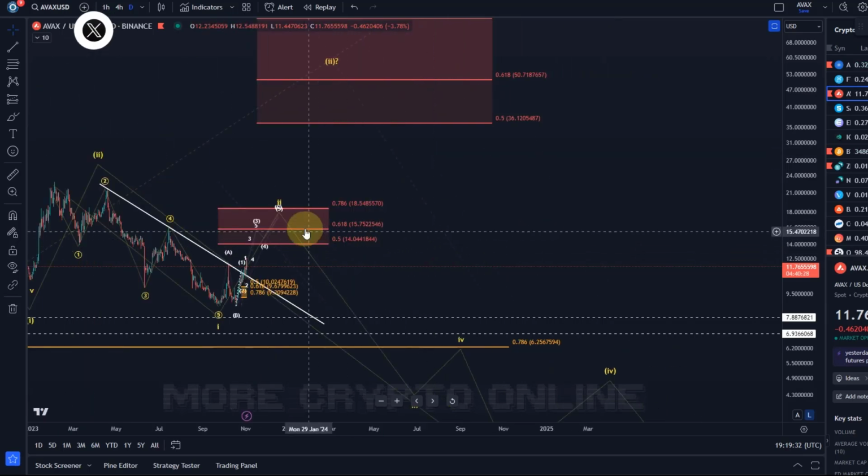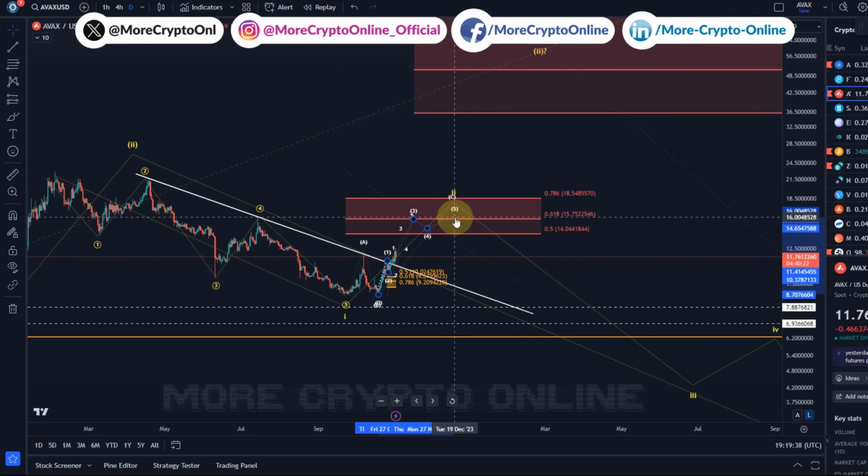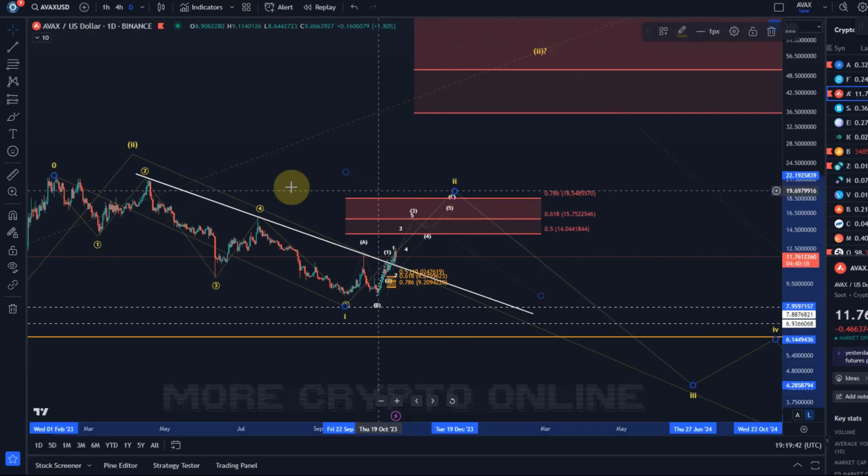AVAX has started its rally here off the lows. We were tracking this potential wave 2, which might be unfolding right now. So basically, this wave 2 correction could turn into something more bullish if the market in general develops more bullish tendencies, which is fine. So we're just highlighting here a potential resistance area where the price could get rejected.